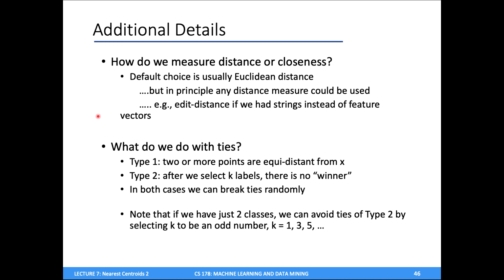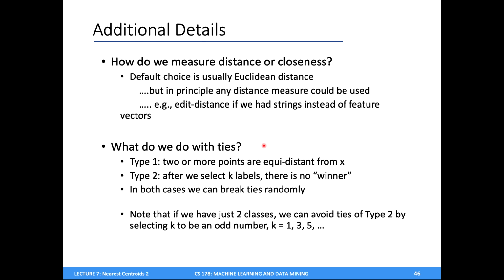Another caveat of the kNN method is that it's possible to run into ties pretty often with this method. And what I mean by ties are really two types of ties. The first is these type 1 ties, where two or more points are equidistant from x. This means x is lying on a decision boundary, and this happens in the nearest centroid classifier as well.